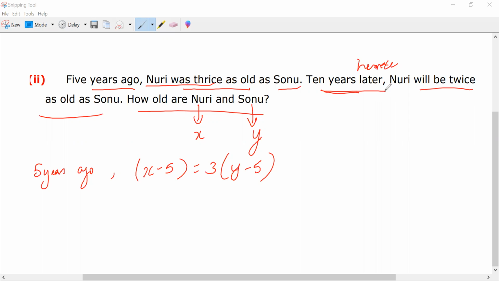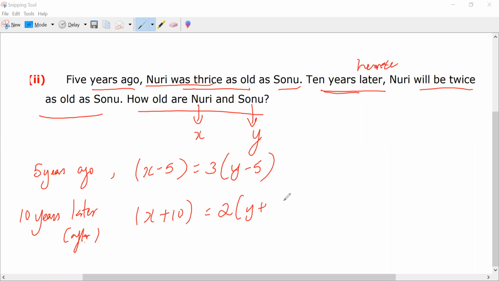Next thing is what? 10 years later, that is 10 years after. Later means after. Nuri will be twice as old as Sonu. So X plus 10 equals 2 into Y plus 10. Correct? And now what do you have to find? We have to find X and Y. The easiest method in this is elimination. So once you do this, you will get X answer as 50 and Y answer as 20. 50 years and 20 years respectively.